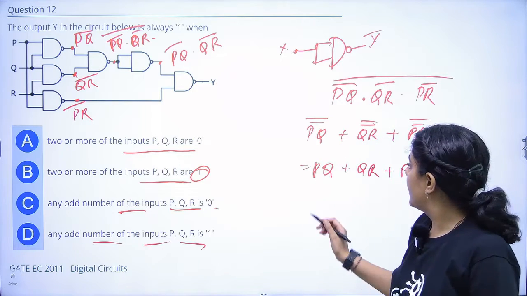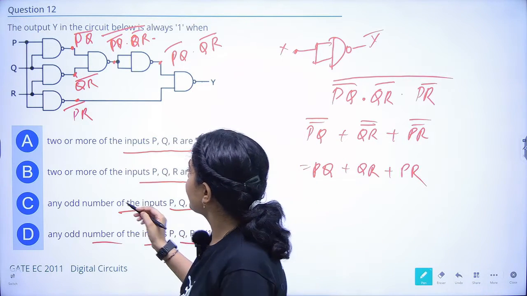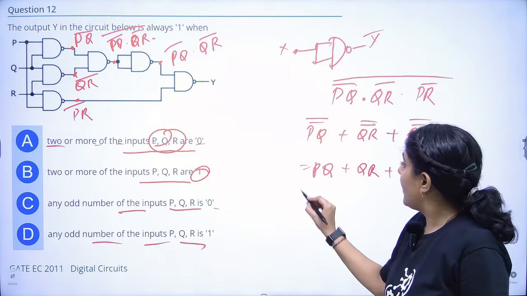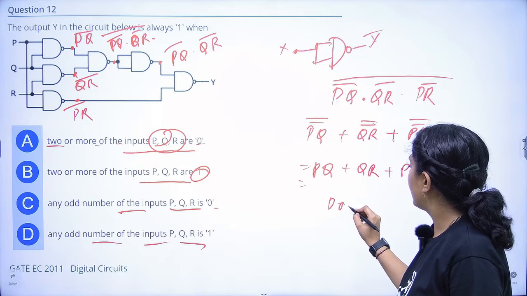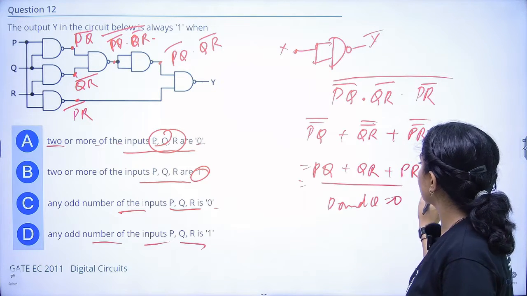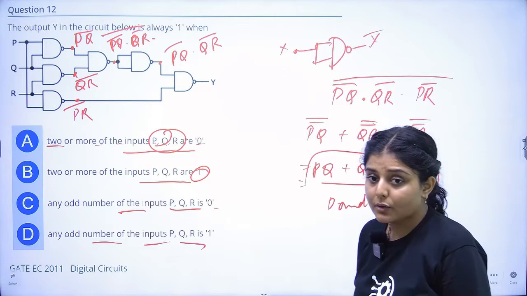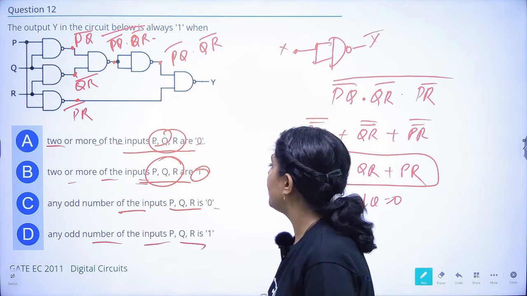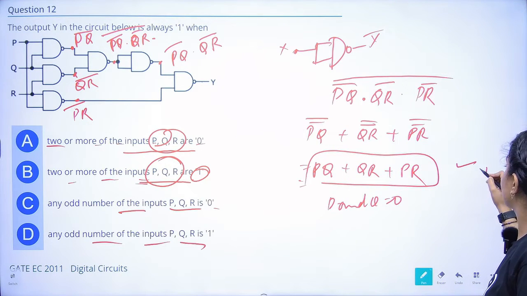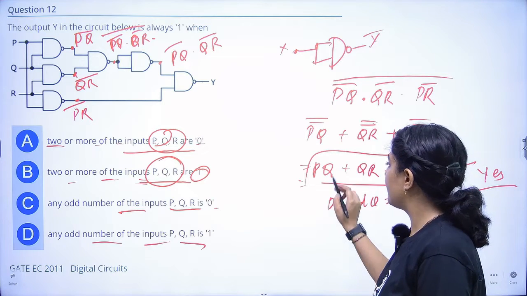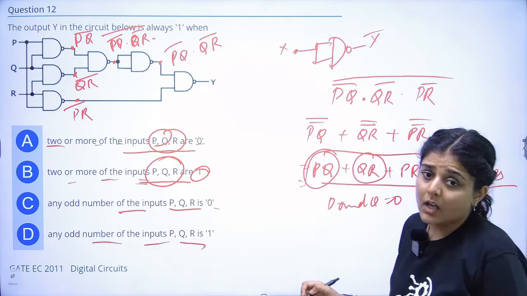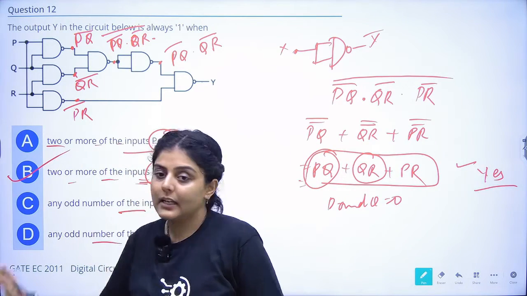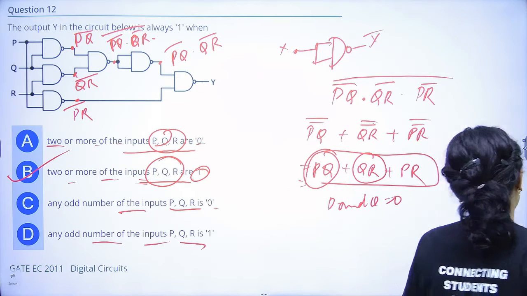Now, according to the option that says 2 or more inputs of PQ should be equal to 0, no. If you put P and Q equal to 0, you won't be able to get this expression, right? So you cannot get it. You have to put 2 or more inputs of P, Q, R equal to 1 in order to make this true. So option B is correct because they are in OR.